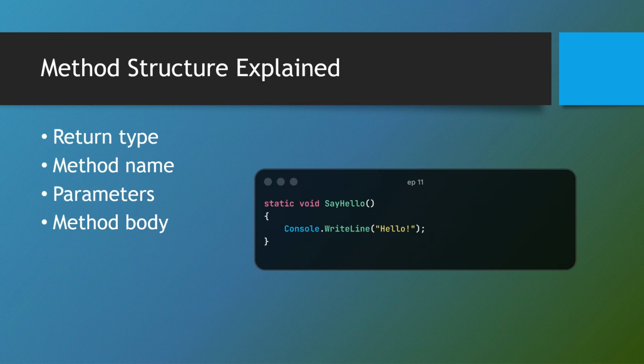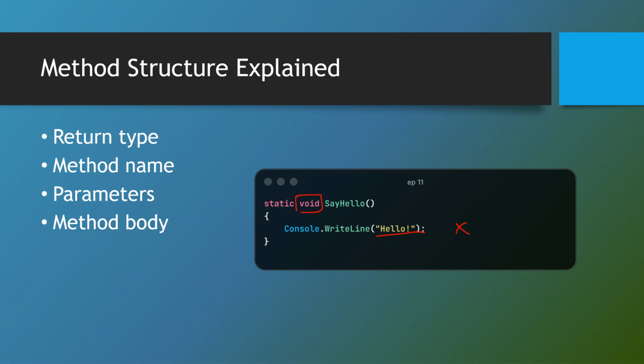Understanding a basic method, detailed explanation. Let's look at a simple method. This method prints a message to the console. The first part is the return type. In this case, it's void, which means the method does not return anything. Next is the method name. This is how you refer to the method later.